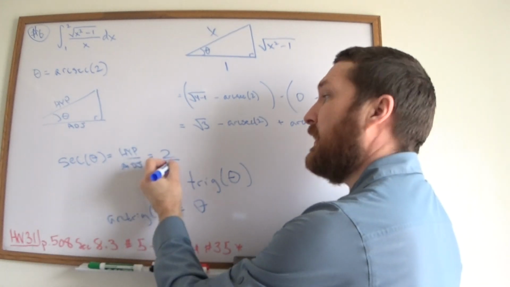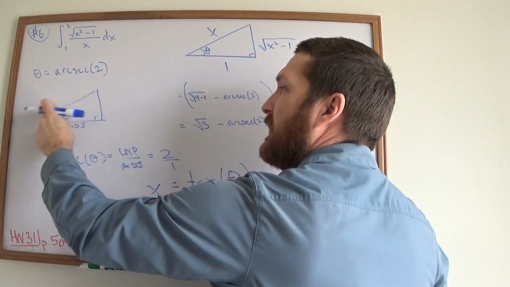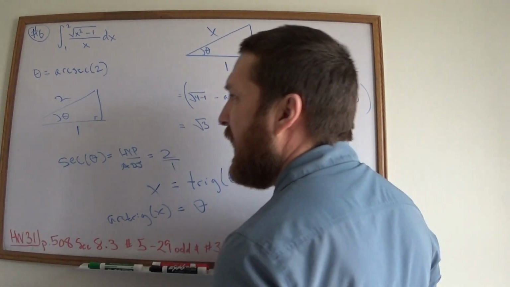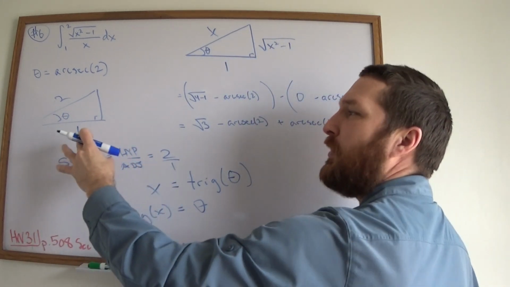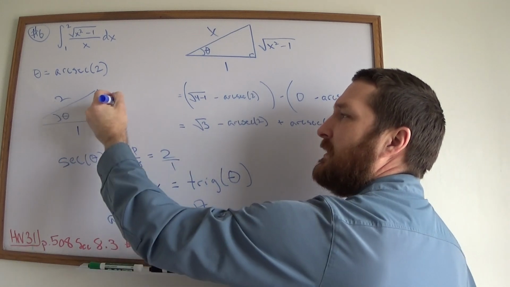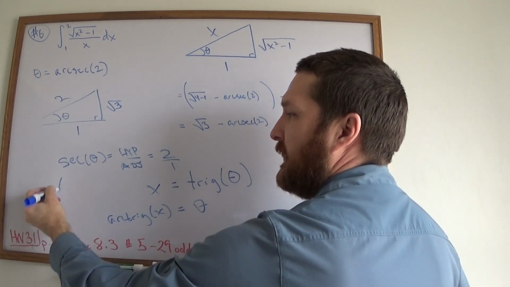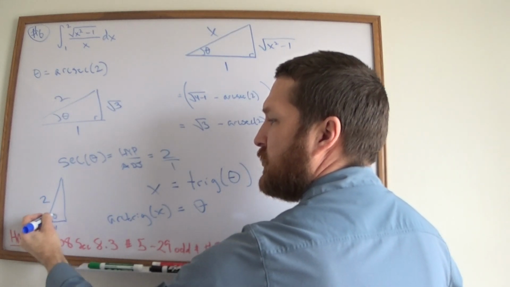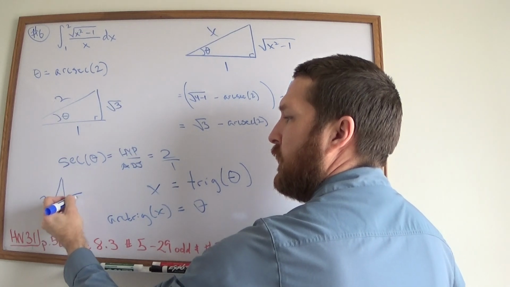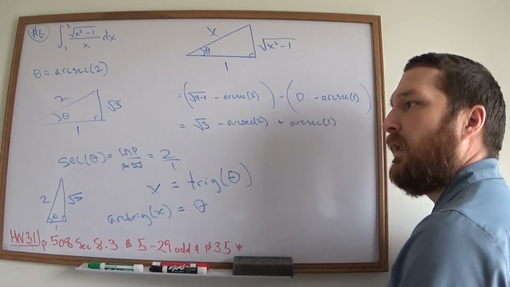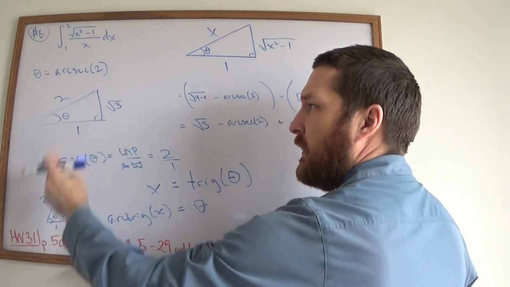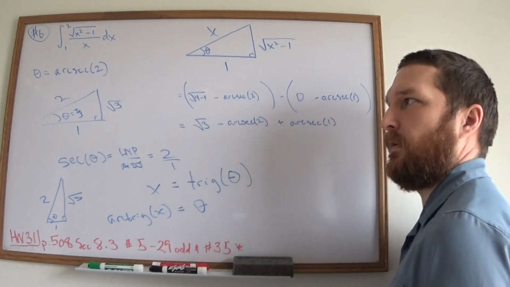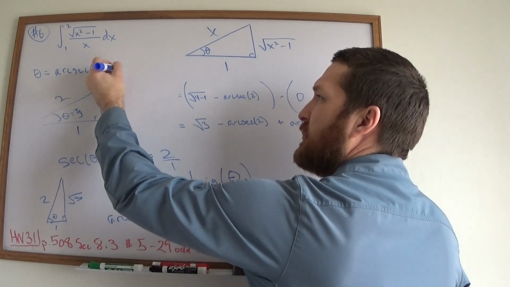Or I could think about it like this. Hypotenuse must be 2, adjacent must be 1, and now you can see, I think you know which triangle this is. This should be root 3. I've drawn it a little funky. It should look more like this. There's 1, 2, root 3. This should be pi over 3. Pi over 3, right there. So that should be that guy.